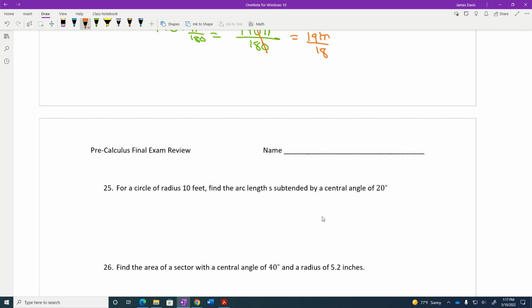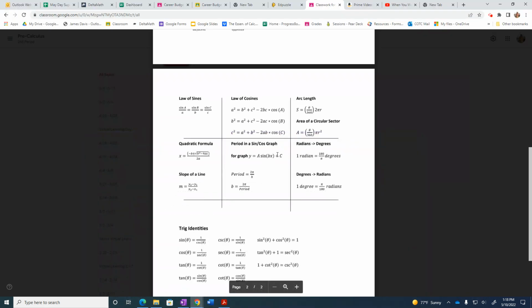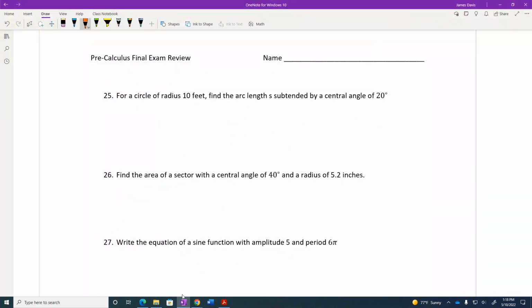The next two are going to be pretty easy with the formula sheet as well. We did a delta math over these where you had to find sector area and arc length. So now we're finding sector area. The formulas are given to you, so these are really easy. We got arc length here, which is the first one. That's the S. And just to refresh you on what an arc length actually is, too.